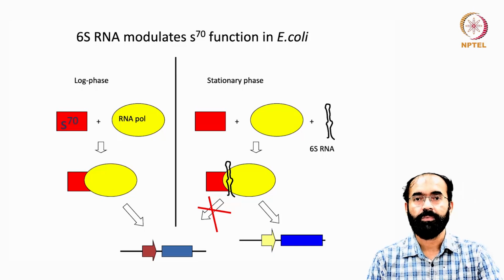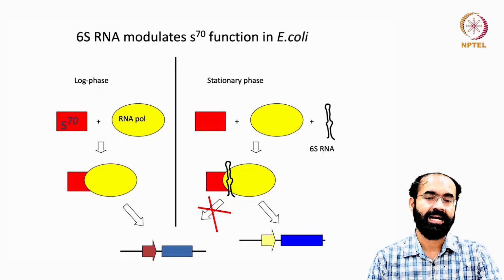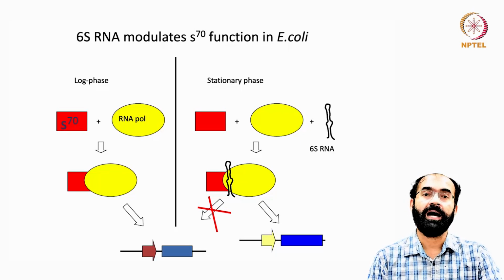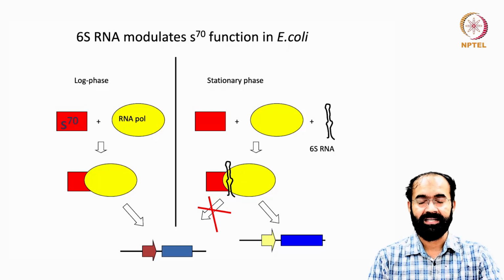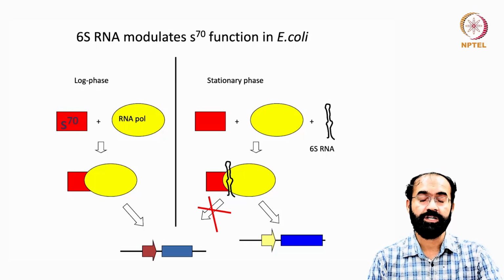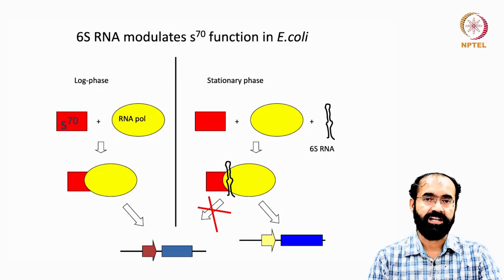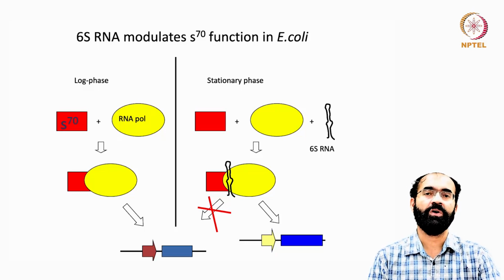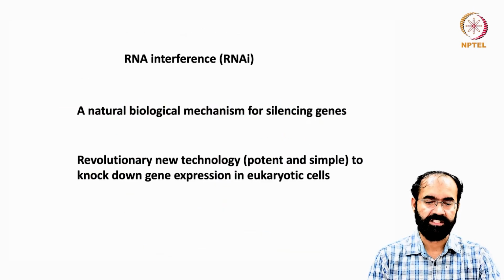So the take-home message is that the presence of just one non-coding RNA allowed the bacteria to get across this problem of log phase, where you have plenty of nutrition, and the stationary phase, where nutrition is lacking. But the same sigma 70, same RNA polymerase. The difference was 6S RNA. So this is an example of modulation of protein function.